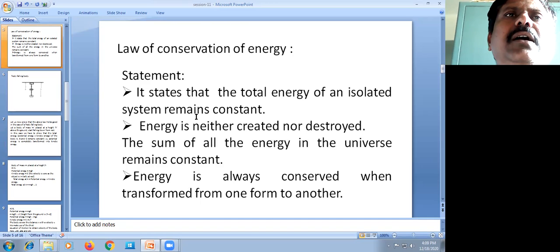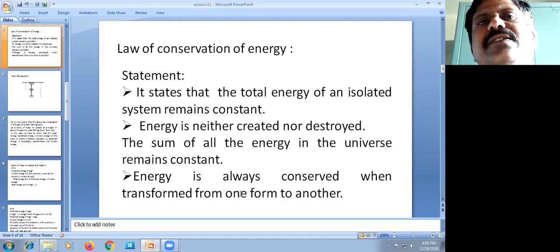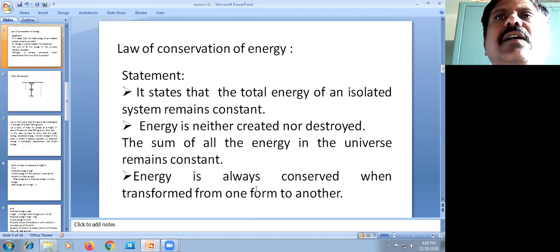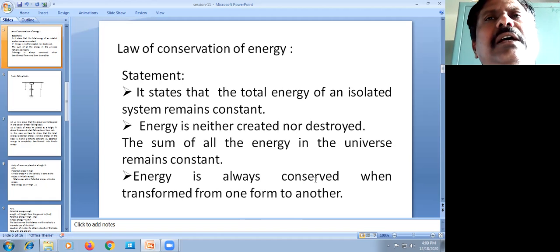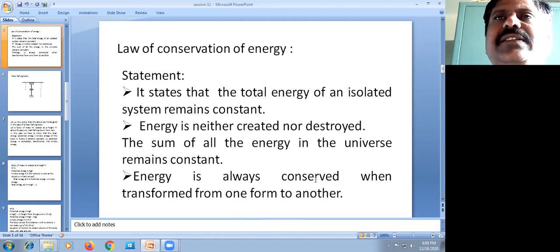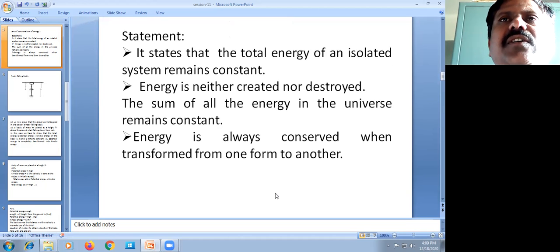In one more way, the total energy of an isolated system remains constant. You can say it like this also: the sum of all the energy in the universe remains constant. This is one more way. Energy is always conserved when transformed from one form to another form. In the case of a dynamo, mechanical energy is converted into electrical energy, so the energy remains constant. That's why energy is always conserved when transformed from one form to another. This is the statement of the law of conservation of energy.